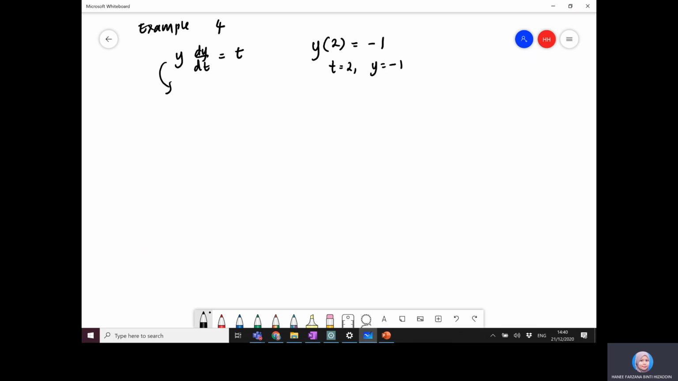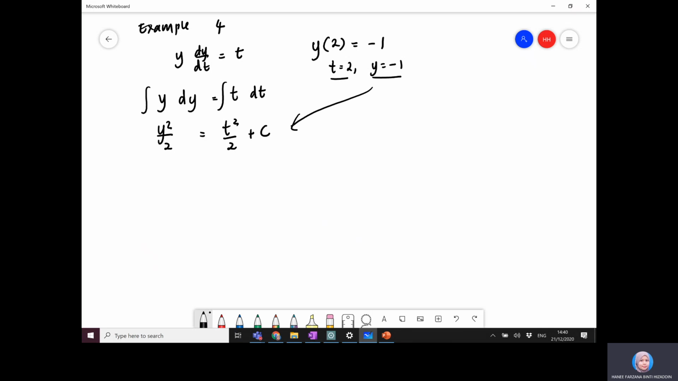From this differential equation, this is a simple differential equation, so you can just separate the variables and integrate both sides. Then you get y squared over 2 equals t squared over 2. Don't forget the constant, you have c. Then you can put in the values t equals 2 and y equals -1 into this equation to get the value of c.